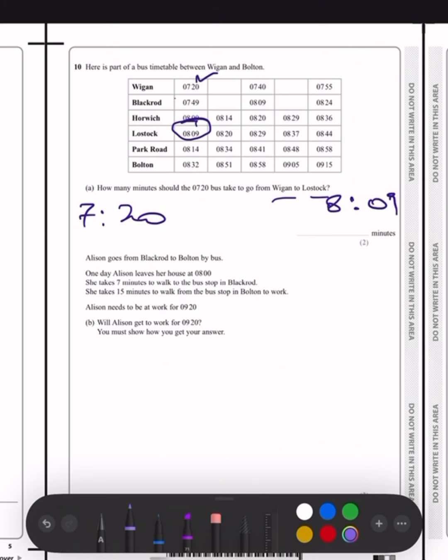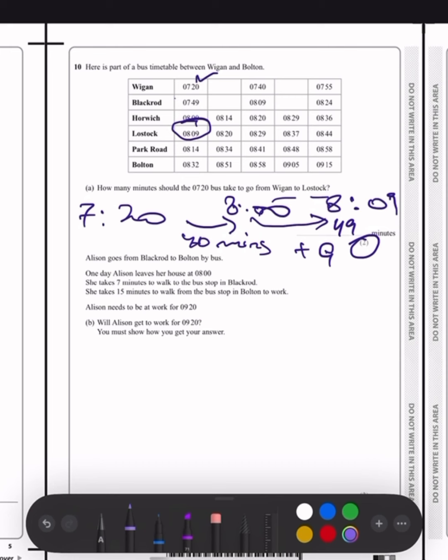How much time did it take? So let's see. From, let's say, 7:20 to 8 o'clock, it took us around 40 minutes, right? And then from 8 to 8:09, we know it took us around 9 minutes more. So 40 plus 9 is equal to 49, and that will be your answer, and that's how you will earn the full 2 marks.